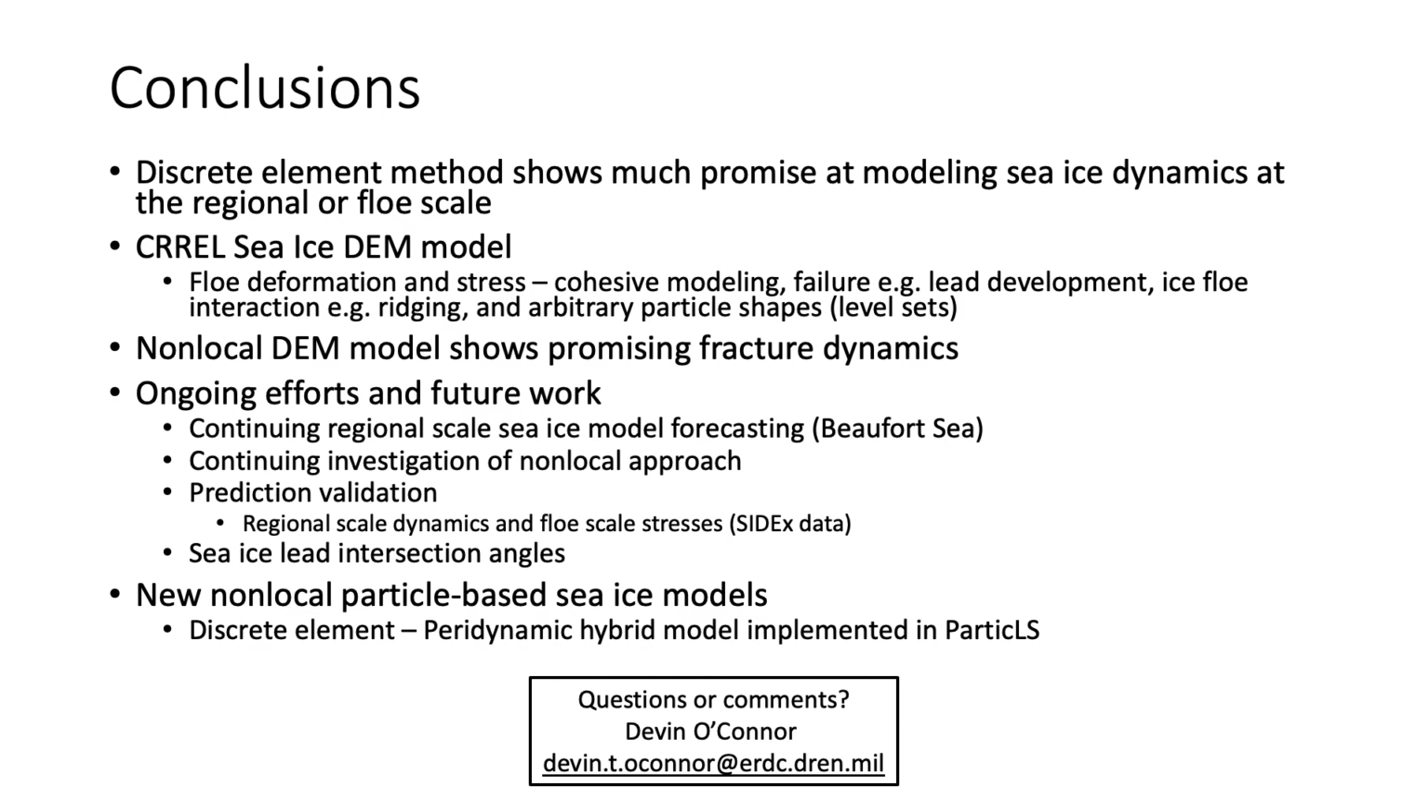Our future work right now, we're continuing to look at these regional scale forecasting problems, currently focusing on the Beaufort, just above Alaska, continuing our investigation of this non-local approach that we went over, trying to figure out ways to do better prediction validation. And I also want to look at this idea of sea ice intersection angles, which has been explored in the continuum literature, and I want to understand if we can get variability in the intersection angles in our discrete element model as well.